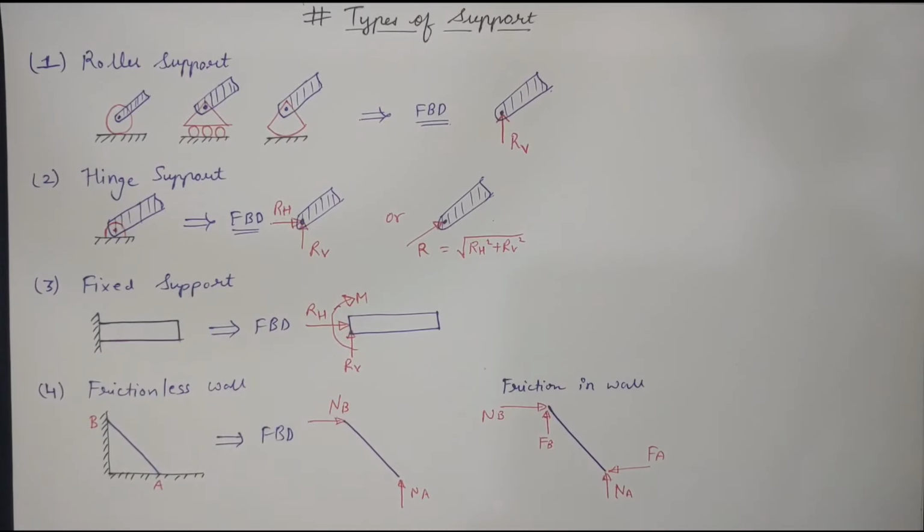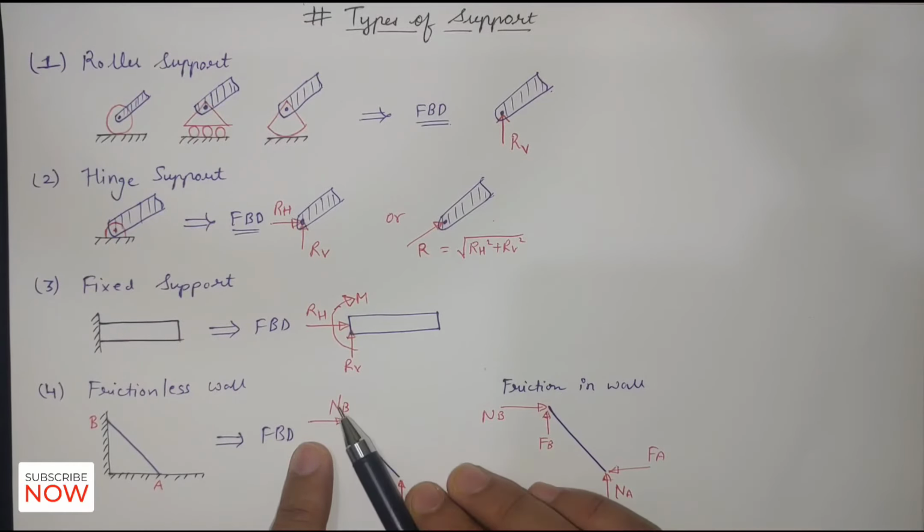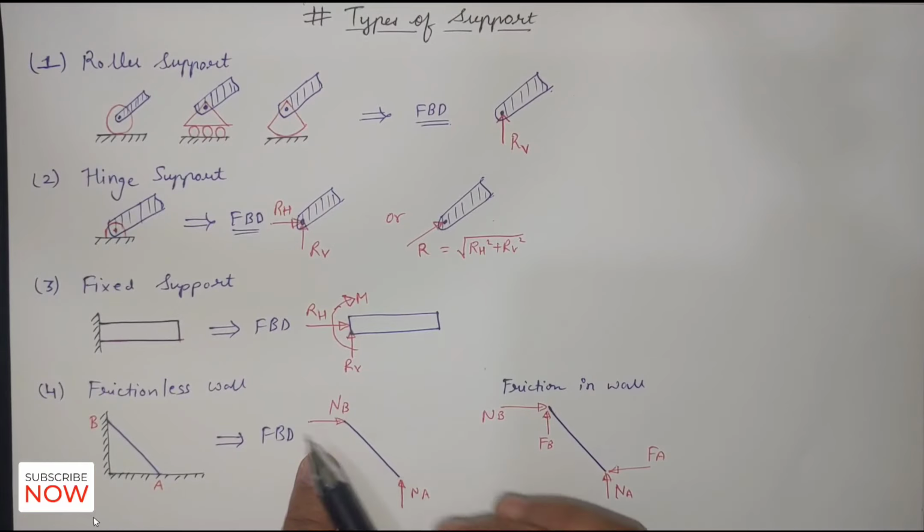The next particular type is for the question of a wall and a ladder, or it can be some slender member. You can imagine this as a ladder which is placed between these two vertical and horizontal walls. Now we have to draw the free body diagram of this, and this point is A and this point is B. If there is no friction at points A and B, then there will be only normal forces generated at A and B. So this is how we have to draw it if there is no friction.